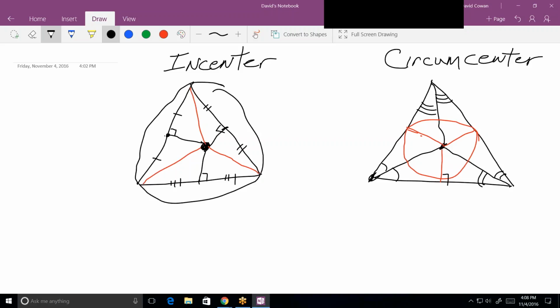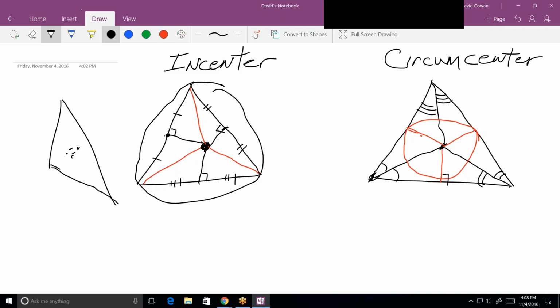And I mean, one thing that might not seem obvious to the average person is where's the center of a triangle? You know, if I draw a triangle like that, where's the center? Is it there? Is it there? Is it there? There is no acceptable center.